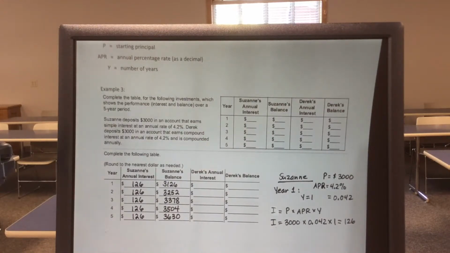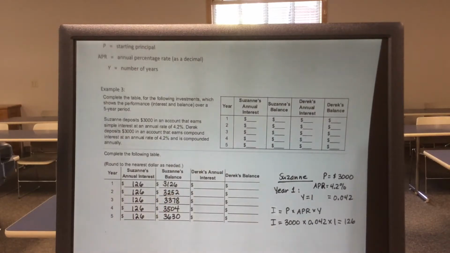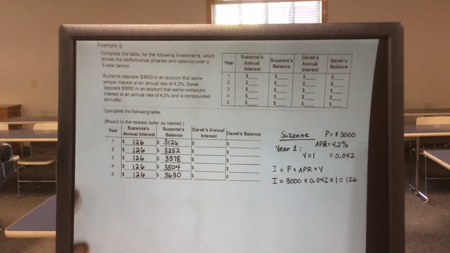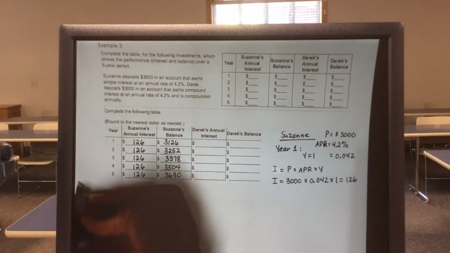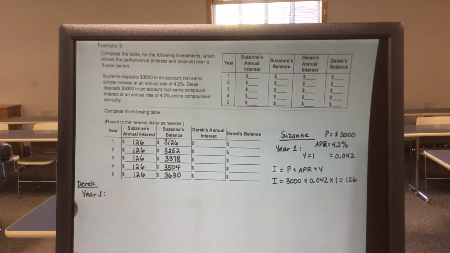Now we're going to look at Derek's annual interest. Derek's annual interest is going to be 4.2%, and it's going to be compounded annually. That's going to be the difference here, because Suzanne's account earns a simple interest. Derek's is earning a compound interest. So let's look at Derek's account after year one.